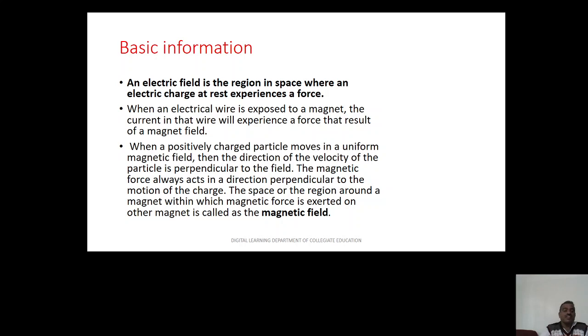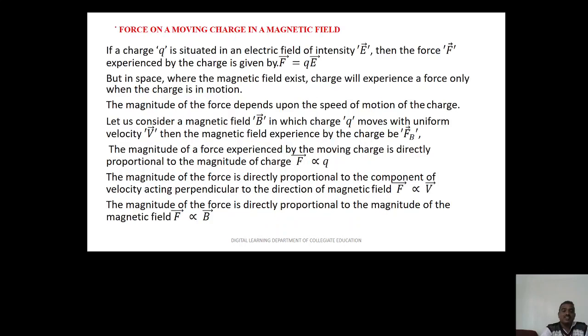When a positively charged particle moves in a uniform magnetic field, the direction of the velocity of the particle is perpendicular to the field, as already shown in the diagram. The magnetic force always acts in a direction perpendicular to the motion of the charge, which is also shown in the diagram. The space or region around the magnet within which the magnetic force is exerted on another magnet is called a magnetic field. This is the basic definition of magnetic field.